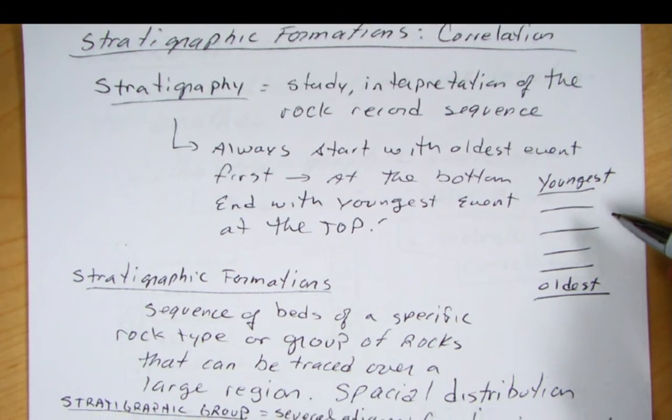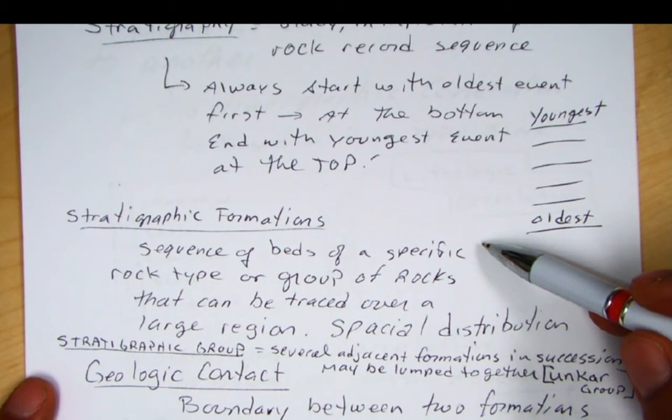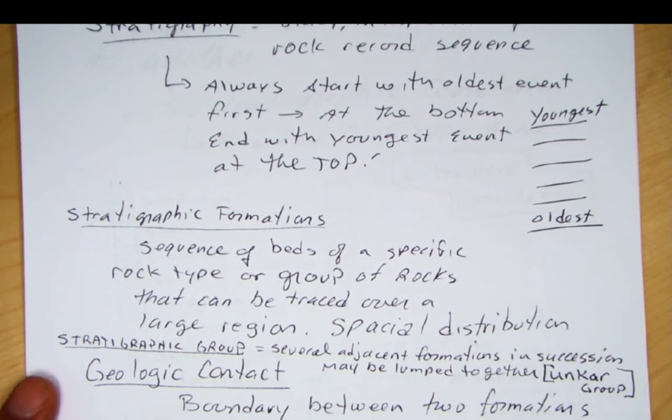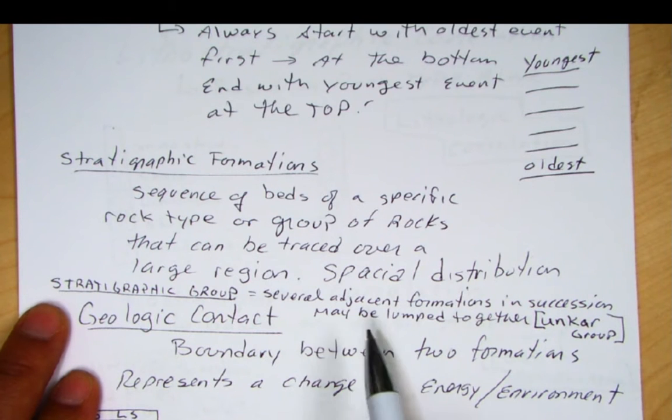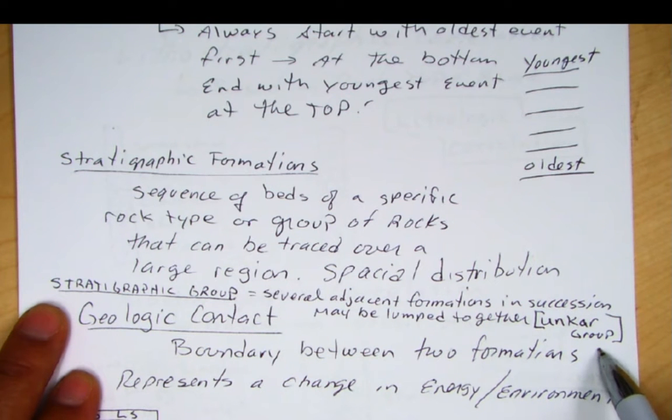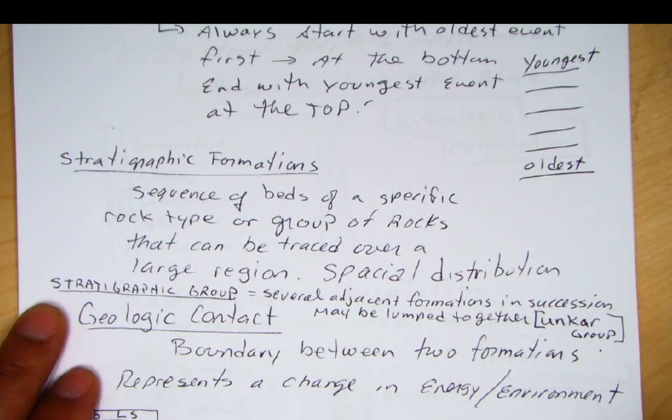And what we'll do is chart out these stratigraphic formations. Formations are geologic units, either single beds, thick beds, or a sequence of beds of a specific rock type or group of rocks that can be traced over a large region. They'll have some spatial distribution. And in terms of stratigraphic groups, several adjacent formations in succession may be lumped together. For example, we talked about the Unkar group in the Grand Canyon, which is that older Precambrian sedimentary rock where there's an angular unconformity between the Grand Canyon group and this Unkar group.